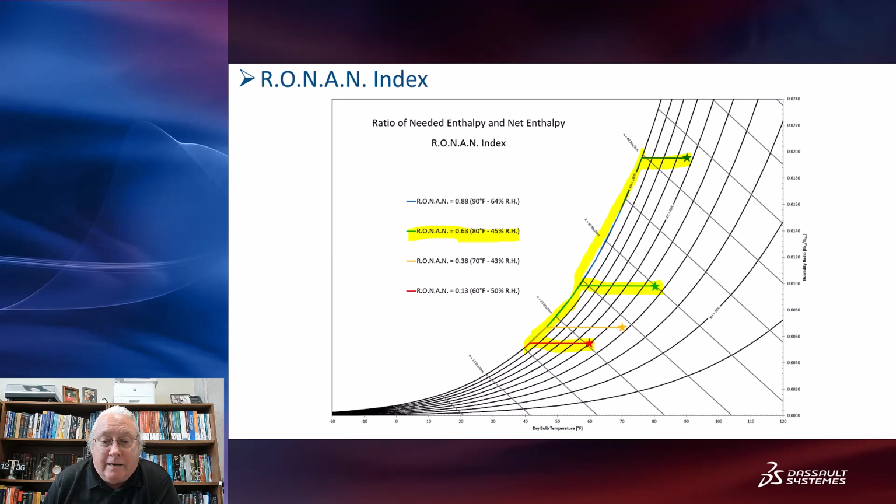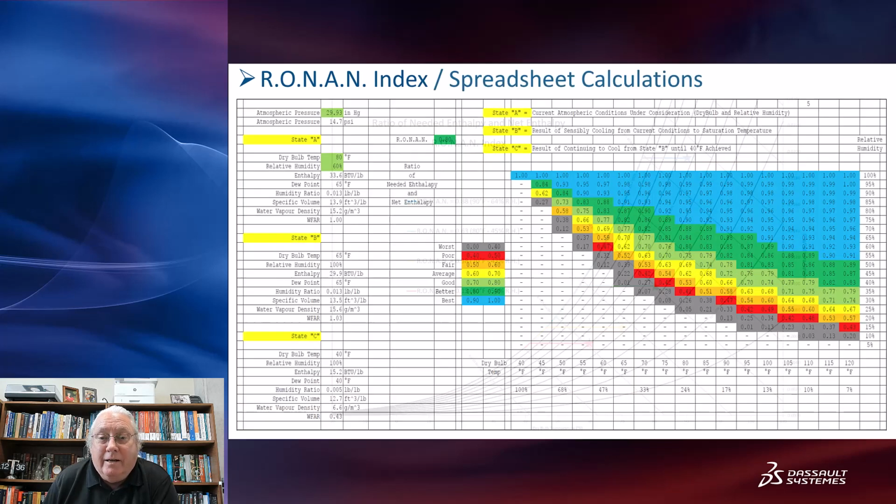So let's go to the next slide. Maybe that'll make this more clear. This is the spreadsheet that calculates these things, and I can type in numbers for the dry bulb temperature and relative humidity. This is one standard atmosphere, and it gives me this Ronin value here. And it's just the ratio of the change in this enthalpy divided by the overall change in enthalpy.